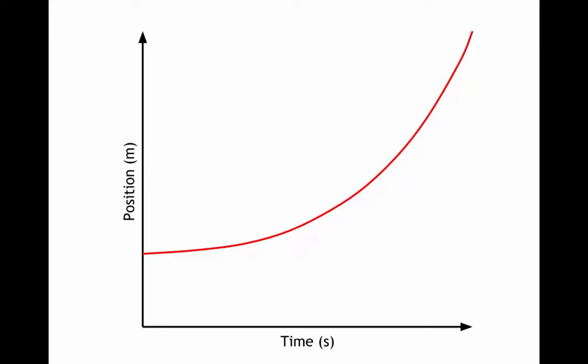So today we're going to talk about how to interpret a position time graph or a velocity time graph and describe the motion of an object making that graph. Let's look at this first example.